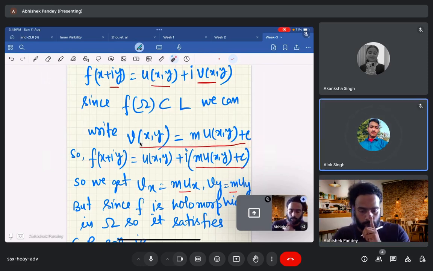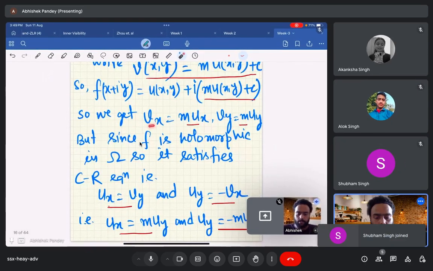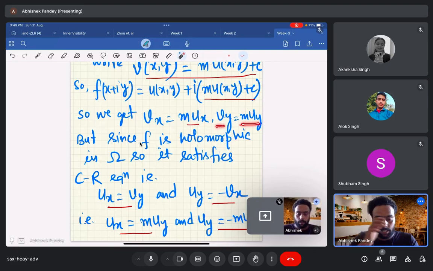Now f(x+iy) is nothing but u(x,y) + i v(x,y). So we get v_x = m u_x and v_y = m u_y. But since f is holomorphic in omega, it satisfies the CR equations. So it means that u_x = v_y and u_y = -v_x.